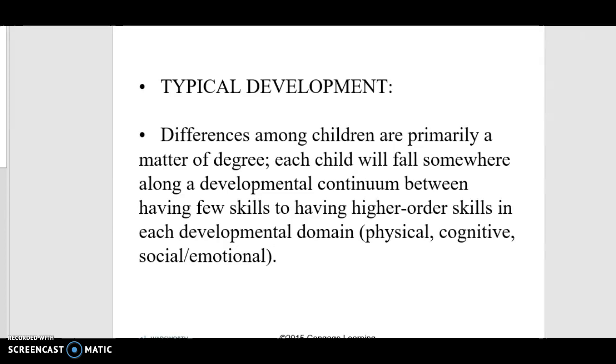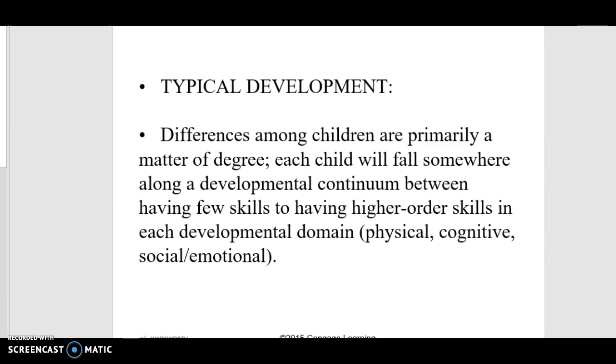So when we're defining typical development, a lot of folks say, what's typical? Because no one is exactly average at everything or even anything most of the time, and that is true. So it's differences among children, or among all of us, that are a matter of degree. Each child will fall somewhere along a continuum. If you're going to have a big line of, here's a ton of skills, here's very little, or here's very far ahead academically, and here's very far behind, everyone's going to be on that continuum. So we're looking at the degree of difference.